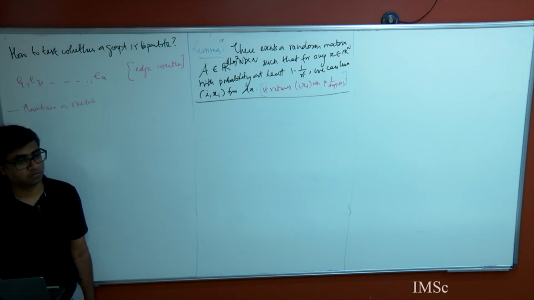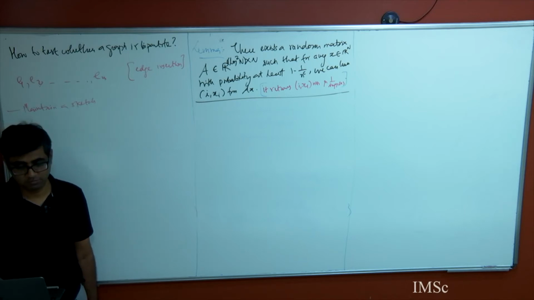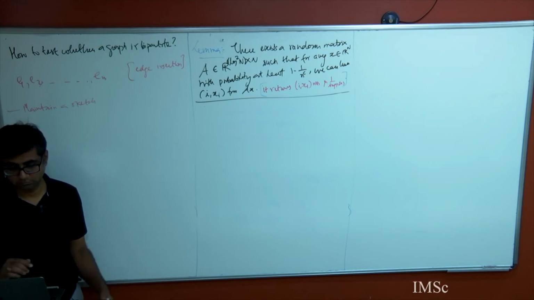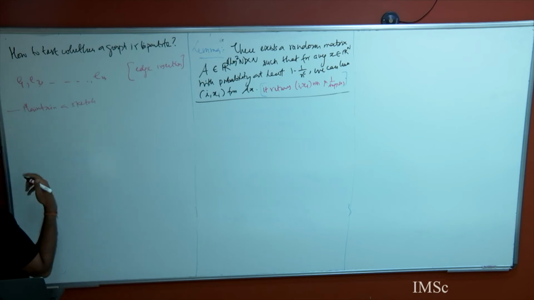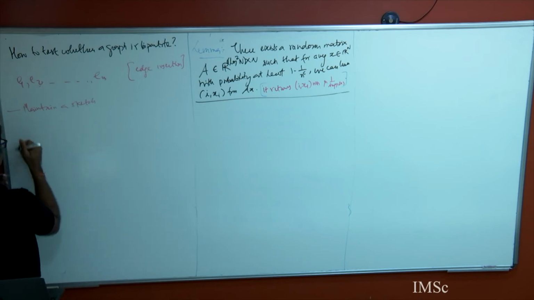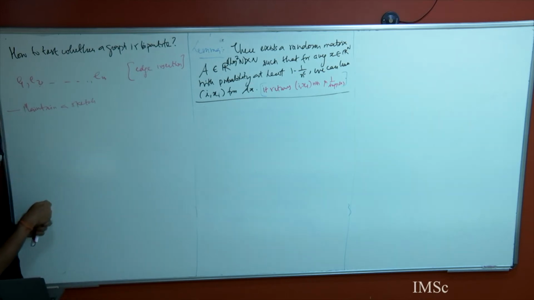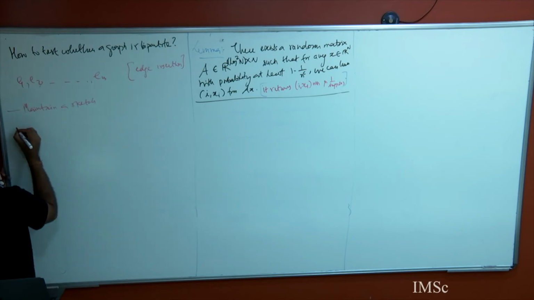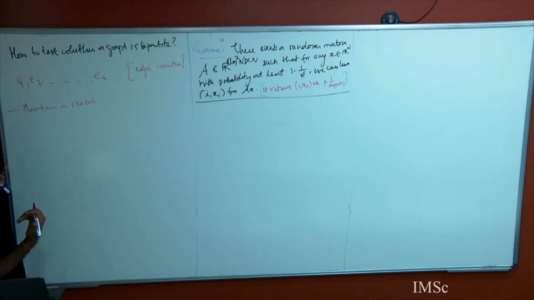Do you know any other algorithm to test if the graph is bipartite or not? Okay. So let me give you a different algorithm to test whether the graph is bipartite or not, and then let's see if we can maintain this. This is called the double cover of a graph.